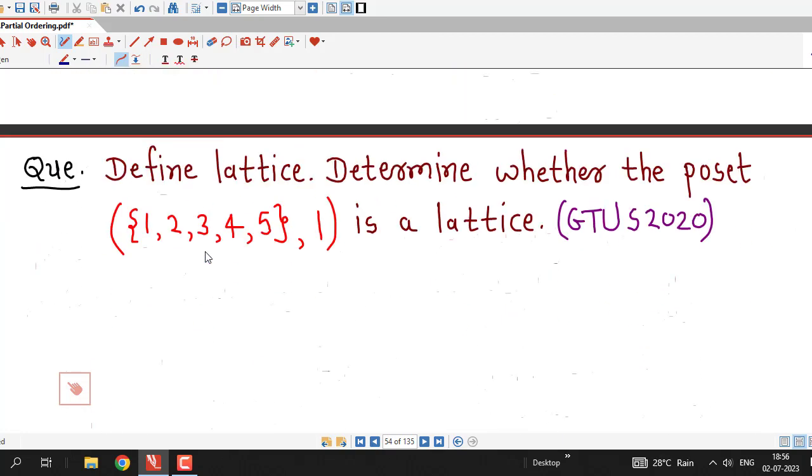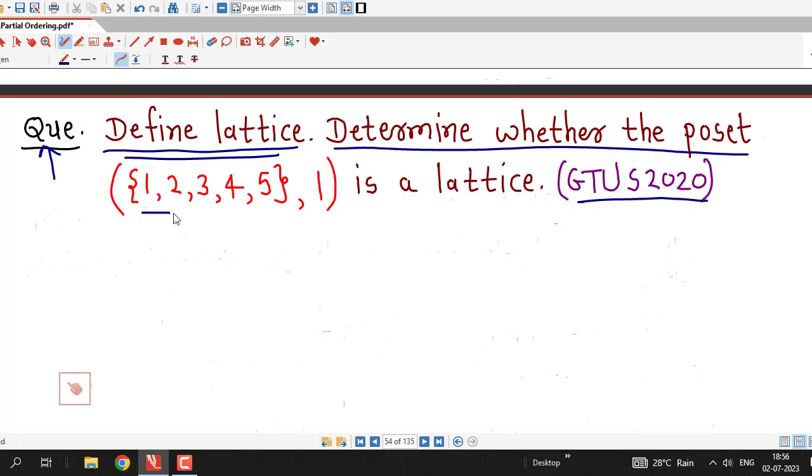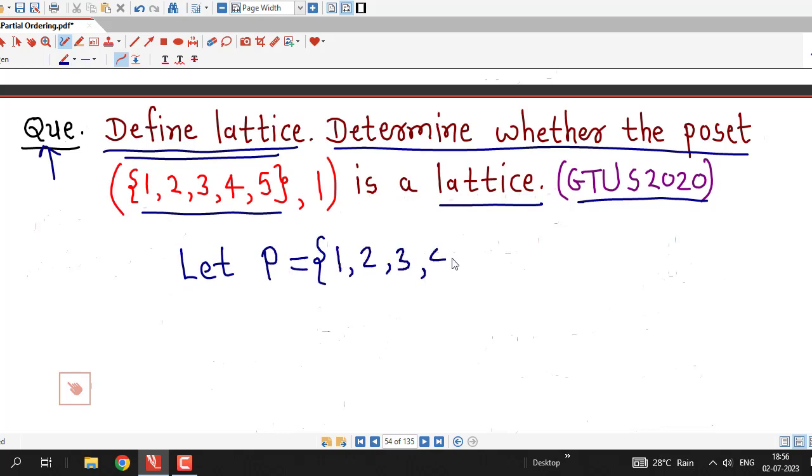So here I have taken this example or question which was asked in GTU Summer 2020 exam. You can see they have asked the definition of lattice. So you should write systematically what is the definition of lattice, and determine whether the partially ordered set having 5 natural numbers with divisibility relation is a lattice or not. So we can denote this set by some notation. Suppose we use capital P. Here we have 1, 2, 3, 4 and 5, and we have to check whether this P with divisibility relation is a lattice or not.